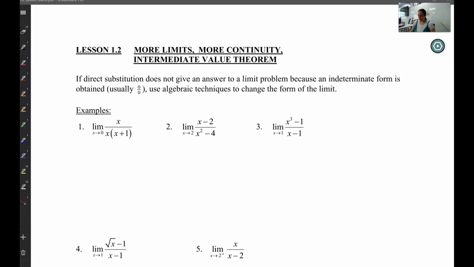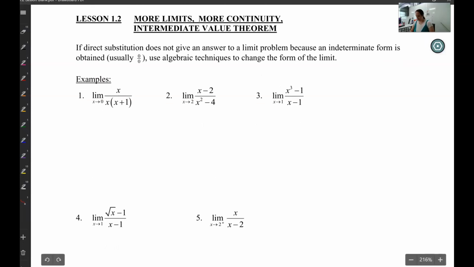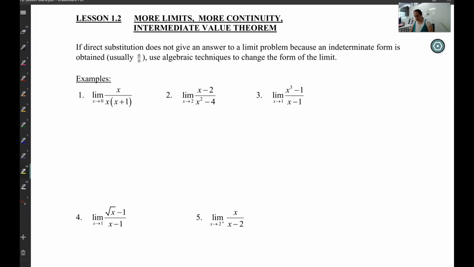Welcome to lesson 1.2, where we do some more limits, talk about a little bit more continuity, and do intermediate value theorem. So we're going to talk about some more limits first. The first kind of limit we want to talk about in today's lesson is when your limit gives you an indeterminate form. This is an important vocabulary word that's going to come up several times.